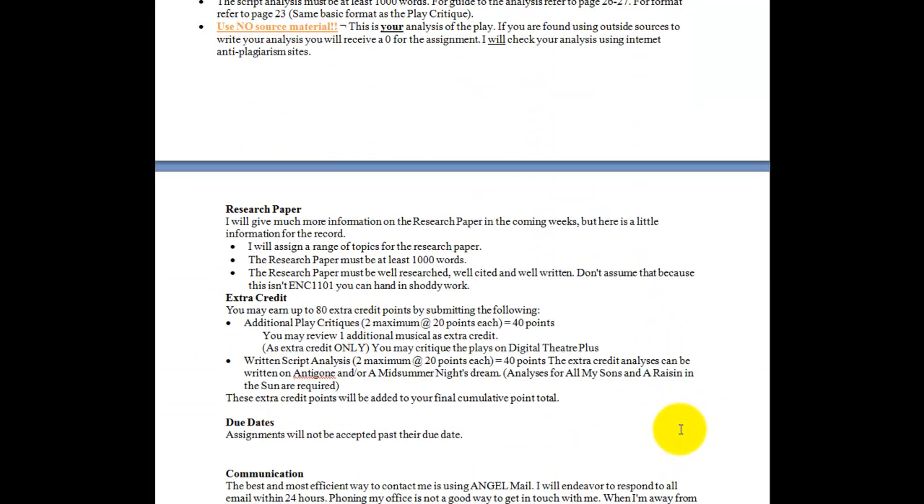Alright, the research paper. I will give you more information on the research paper in coming weeks, but here's a little of the information. I will assign a range of topics for the research paper. If you have one of the old books, there are some topics in there. Ignore them. Research papers must be at least 1,000 words. The research paper must be well researched, well cited, and well written. Don't assume that because this isn't an English class that you can hand in bad writing. If you hand in something that's bad, you will get a bad grade.